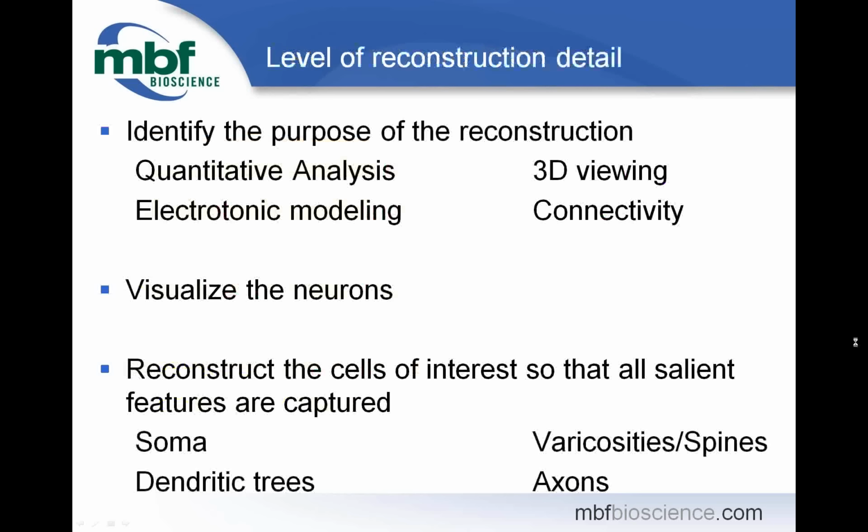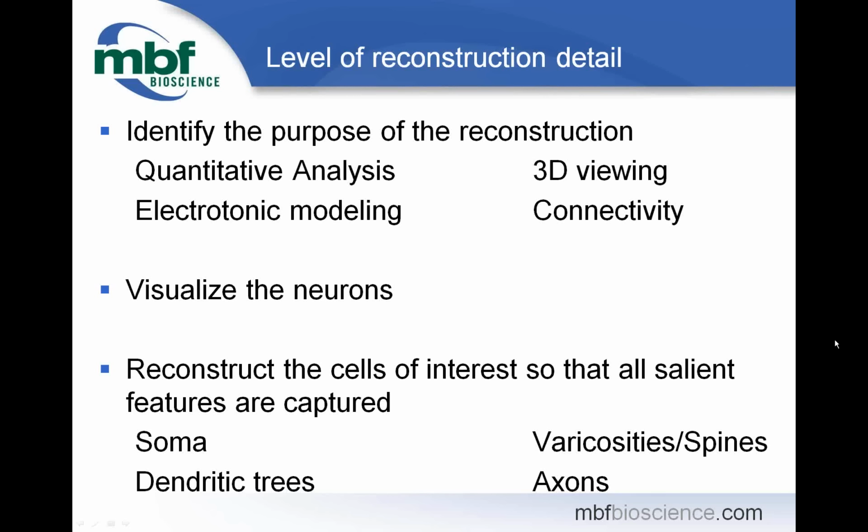The method, accuracy, and thoroughness used in performing the reconstruction is dependent upon the analytical needs of the researcher. So a primary question is, why are you reconstructing the cells? Are you reconstructing one cell per section, such as in the example of using a cell that was previously recorded from and then filled with biocytin? Does it extend through multiple sections?